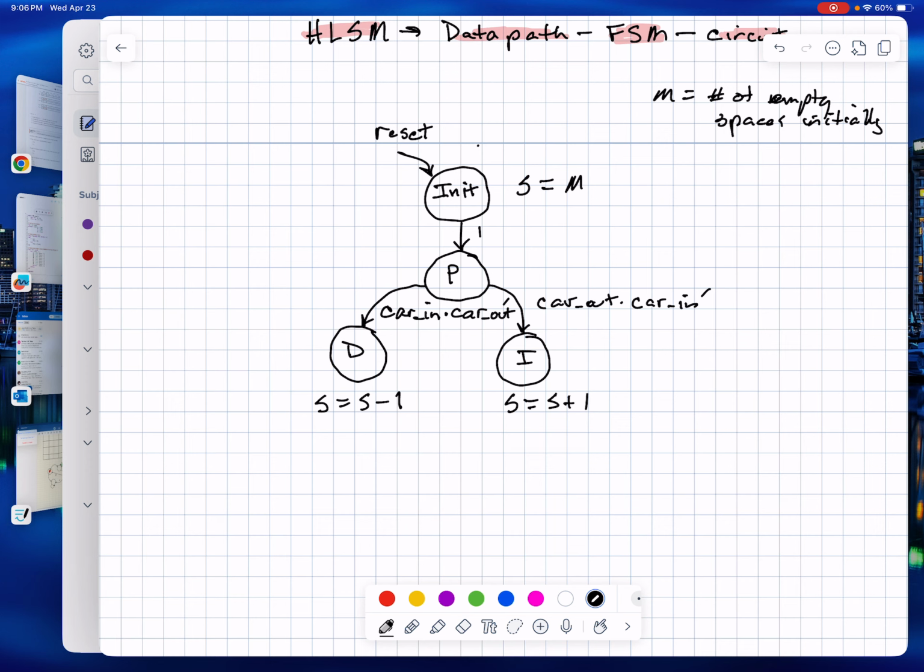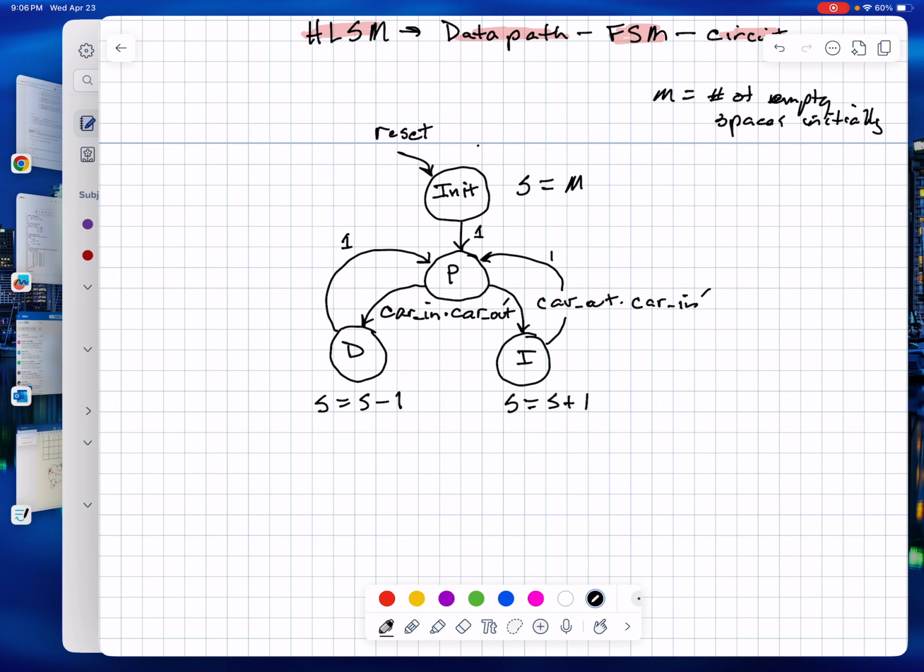If I had a car coming in and a car coming out at the same time, then I would decrement and increment and essentially not change anything. So it'd be okay to just stay in state P from there. Once you have the car coming in, you decrement, and you go right back to processing. Same thing here. If you had a car coming out and you incremented, you go right back to processing. That would be a transition of logical 1.